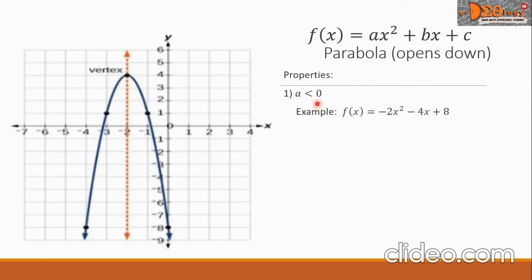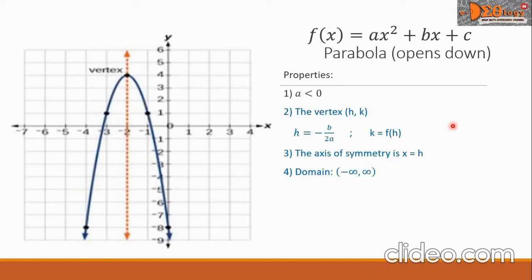A while ago, we have an example f of x equals negative 2x squared minus 4x plus 8. We can see here that the value a, the coefficient of x squared, is negative 2. We can say immediately that the graph of this function is a parabola that opens downward.